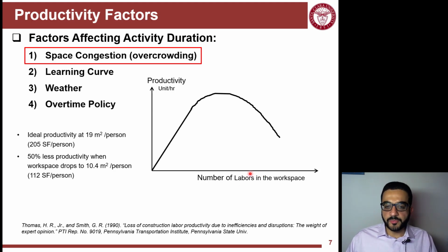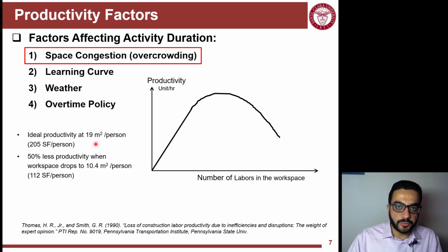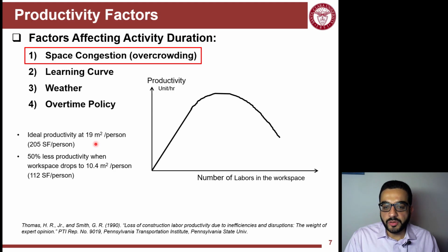But this is an example study here that found that ideal productivity of a sample of construction tasks was achieved at a space of not less than 205 square foot per person. If you drop below this value, your productivity will decrease, and they found, for example, that if you drop to 112 square foot per person, your productivity will suffer 50% loss.